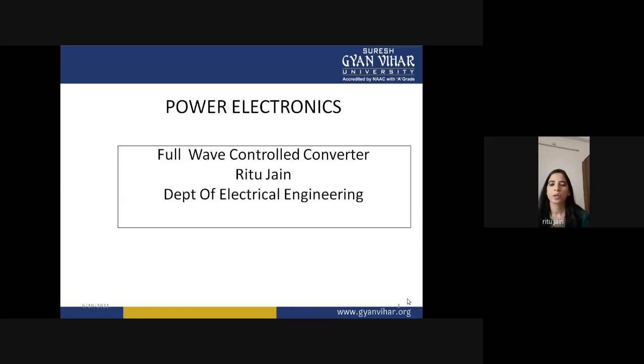Good morning, everyone. In this lecture, we are going to discuss the full wave controlled converter. In previous lectures, we discussed the half wave controlled converter using SCR. So we already know the difference between uncontrolled and controlled converters, and you can now understand what controlled and uncontrolled converters are.